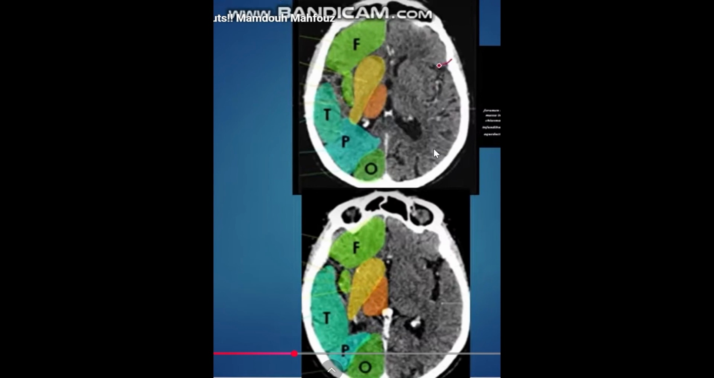And this part or this lobe is the parietal lobe and the occipital lobe. Parietal lobe and occipital lobe, and this is the parieto-occipital fissure. As long as you see the sylvian fissure, there is also a parieto-occipital fissure here. So this is the frontal, the temporal, the parietal, the occipital. This is the same level, sylvian fissure, parieto-occipital fissure.